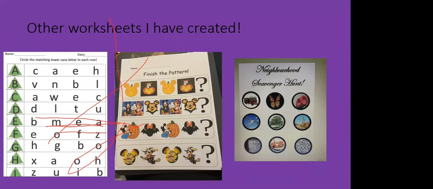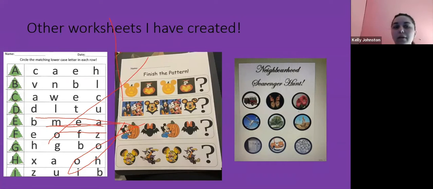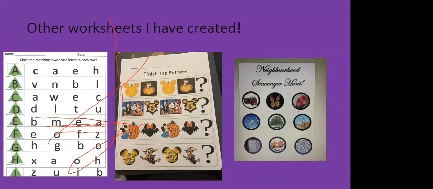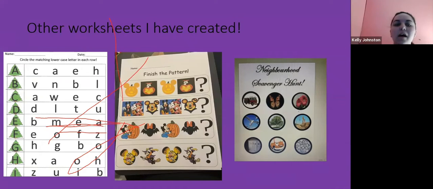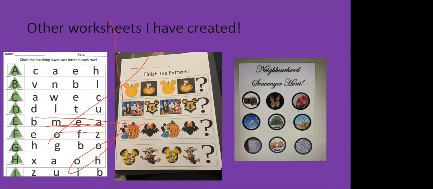So I have the uppercase letter that you're going to see in the column on the left, and all they have to do is circle the lowercase a or the lowercase b or whatever it is. So it was just a fun way for us to work on our letters. See again who knew their letter, because I've mixed up the letters. You'll see in the first row you have the letter C, the letter A, the letter E, and the letter H. So they had to circle just the letter A.